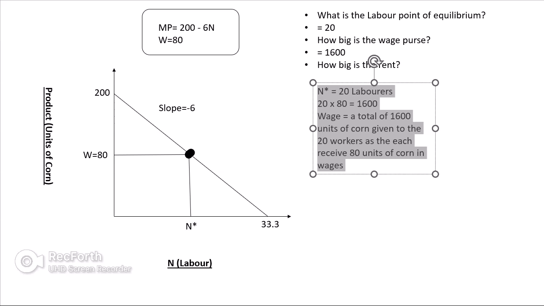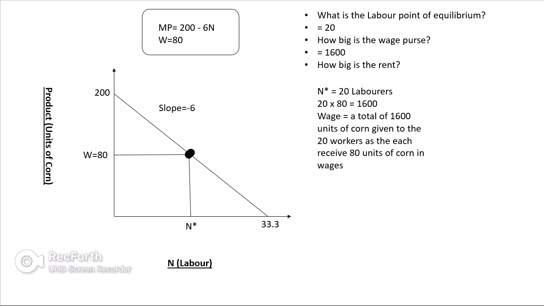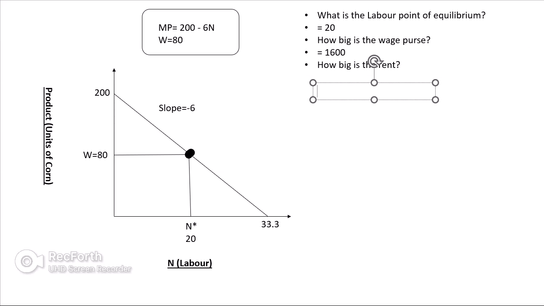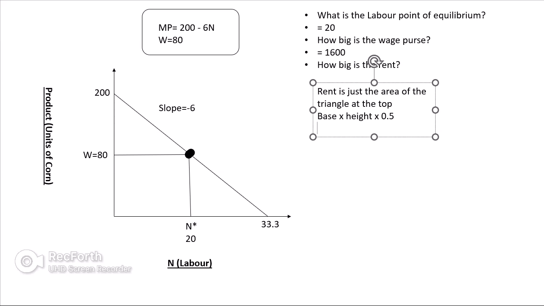So that's that done. Now to calculate the rent, it's going to be fairly self-explanatory. Let me just add a thing on here, so that'll just be 20, just to simplify things when we're going to be calculating the rent now. So the rent is just the area of the triangle at the top, and we know to calculate area of a triangle it's just base times height times 0.5. That's basic high school maths.